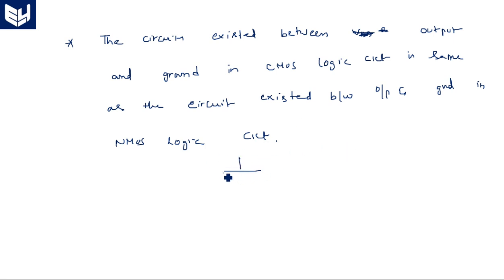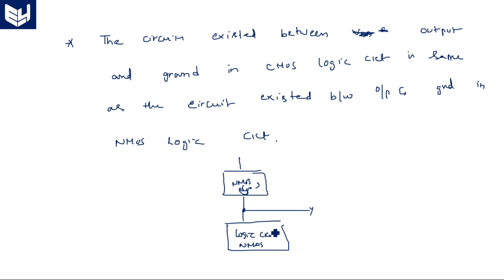Here it is NMOS depletion mode. In the bottom part, we consider the logic circuit with NMOS transistors. So this is the output. This is connected between VDD and output, and this is connected between output and ground. These are enhancement mode transistors.